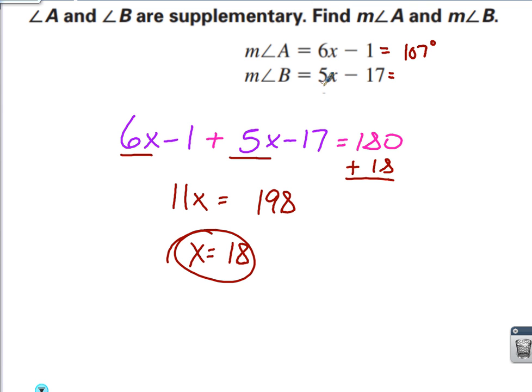The measure of angle B is no longer 5 times x minus 17. It is now 5 times 18 minus 17, which is 73 degrees. Now, how confident are we in our answers? These two angles, we want them to be supplementary. Somebody add 107 and 73 for me. What do you get? Are they supplementary? We're right.